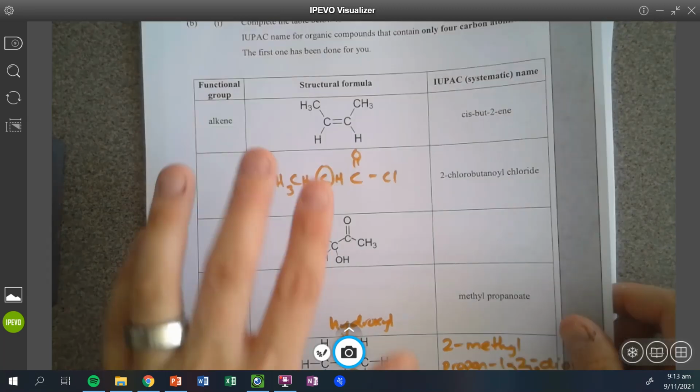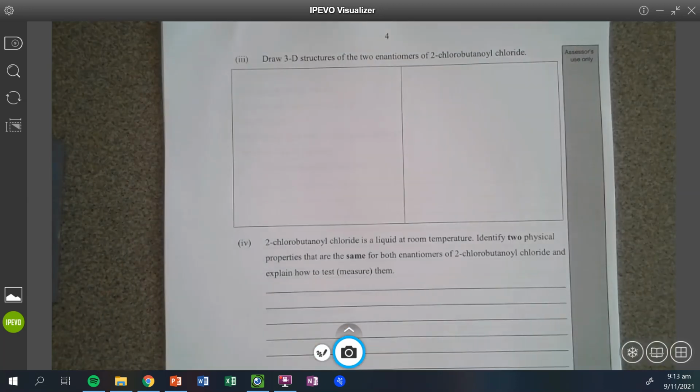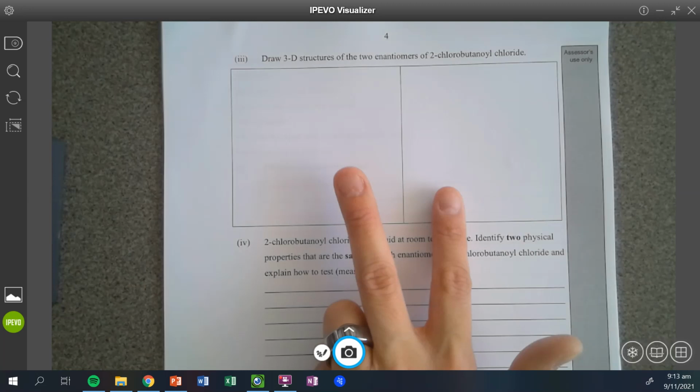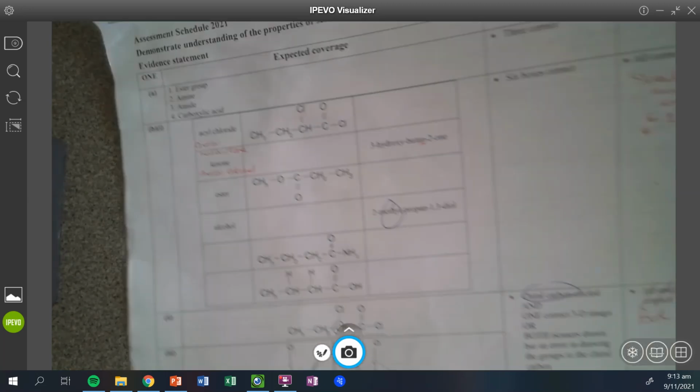So it was unfortunate that this question snowballed and affected that question here, but it does happen quite frequently. Most of you guys were fine with drawing your optical isomers. With the marking schedule, again, I've altered it.